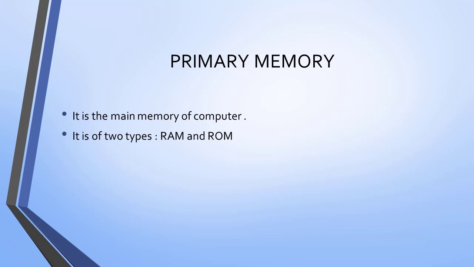Primary memory can further be divided into two types, RAM and ROM, depending upon their nature, which we shall learn about one by one in the next slide.